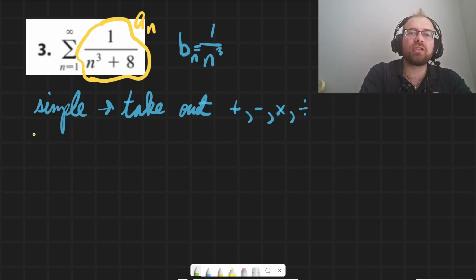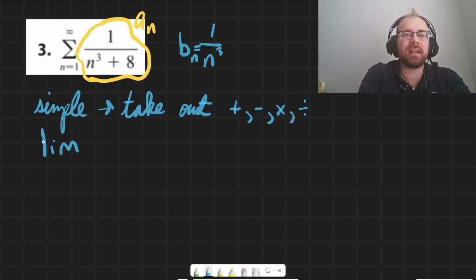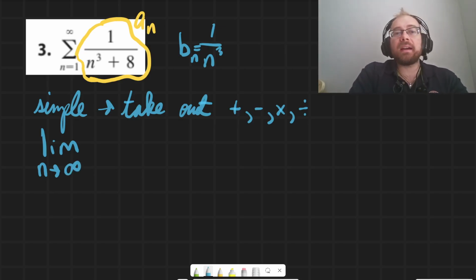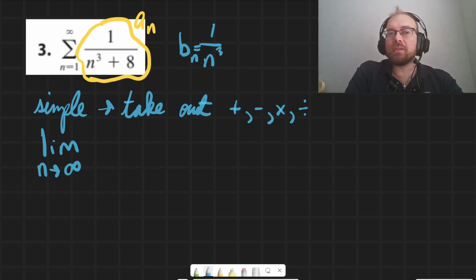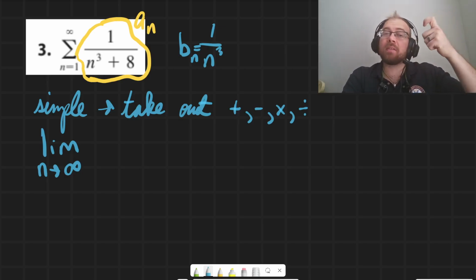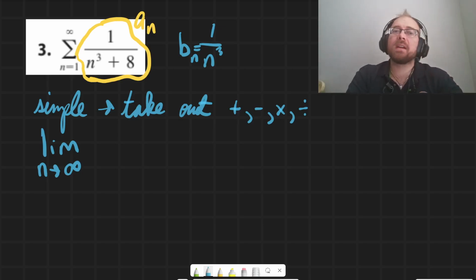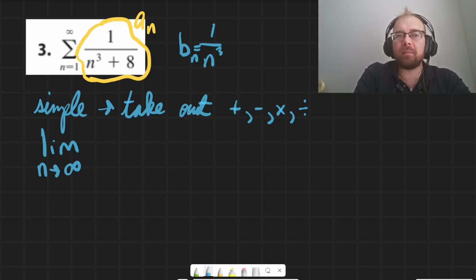So when I actually go to do my tests, I'm going to have to do a limit test. Essentially, I'm doing a limit as n goes to infinity. And the rule is to do a over b. But because I can change their names, one of them can be a and the other one can be b, or vice versa. I'll just do whichever one I like better.